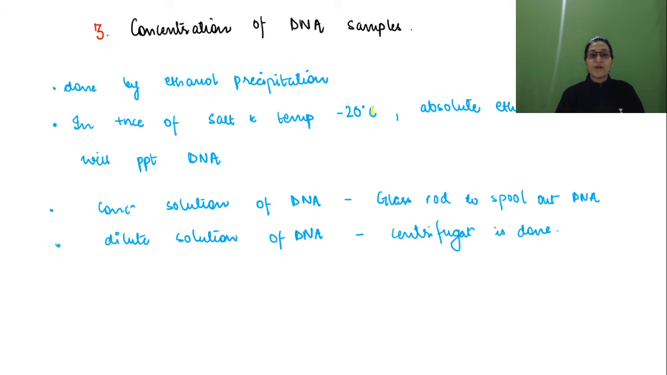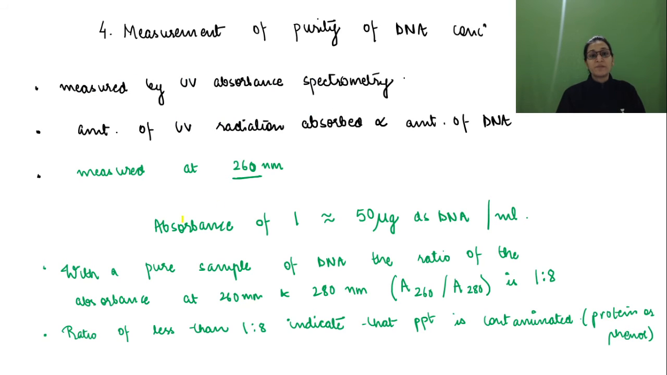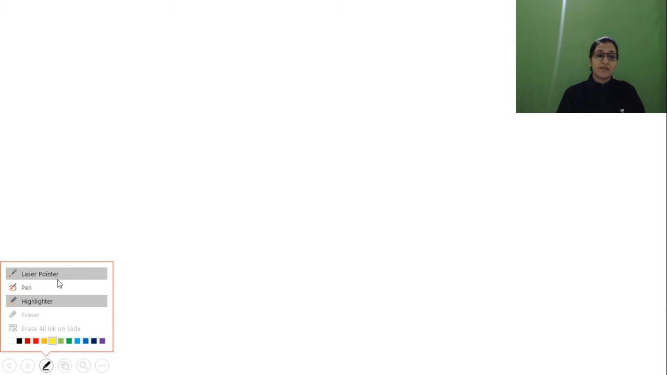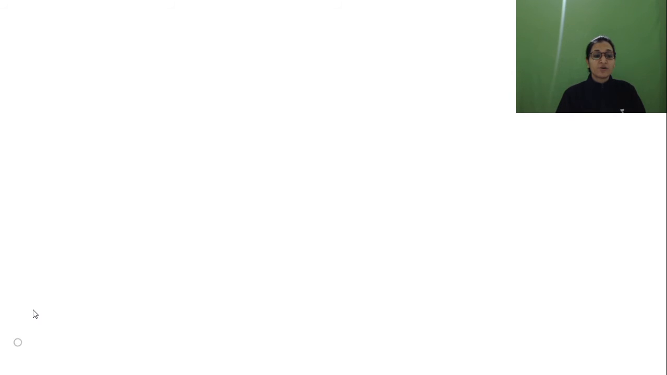In the presence of salt and at a very low temperature, -20°C, absolute ethanol will precipitate out the DNA. When the DNA is very concentrated, it can be wound on a glass rod, and if the solution is dilute, it can be centrifuged. Then measurement of the purity of DNA is done at 260 nanometer, and the ratio of absorbance at 260 and 280 nanometer is taken. The ratio should be 1:8, but if the ratio is less, the sample is quite contaminated. Now coming to the second part of the class, the isolation of RNA.